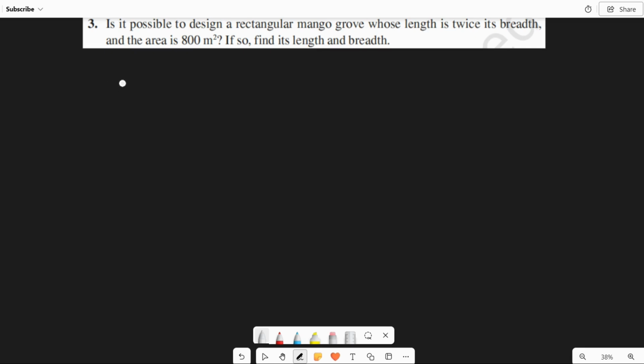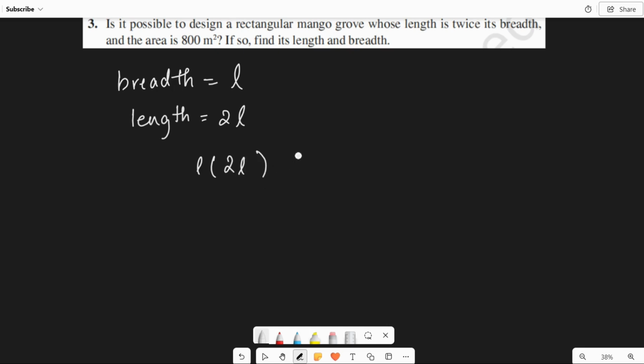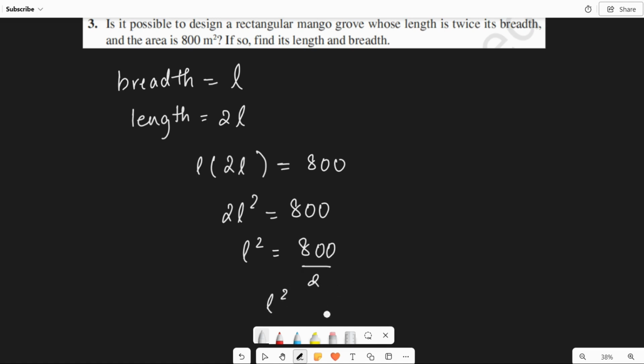Okay, so let the breadth of the mango grove be L. So the length becomes 2L, and as we know the area of a rectangle is length into breadth, that is L into 2L, and this becomes equal to 800 as we are given the area, that is 800 meter square. So the equation can be written as 2L square is equal to 800 and L square is equal to 800 by 2, which becomes L square minus 400 is equal to 0.